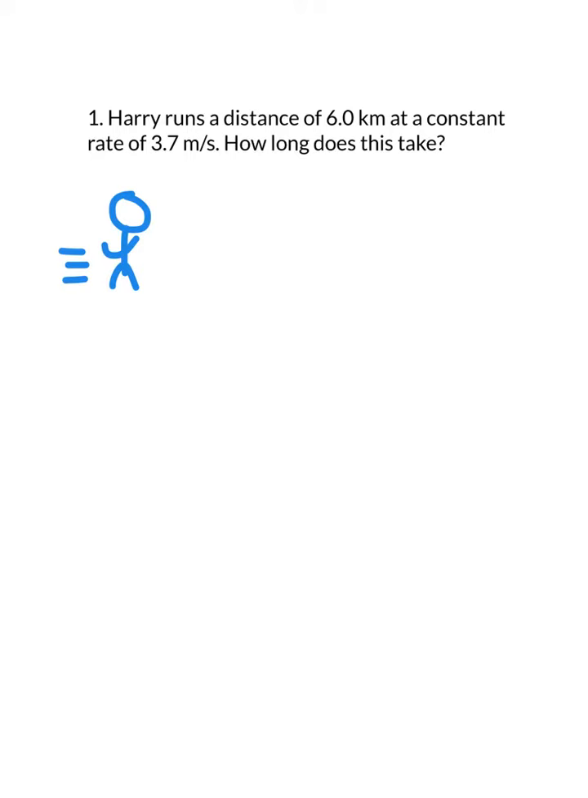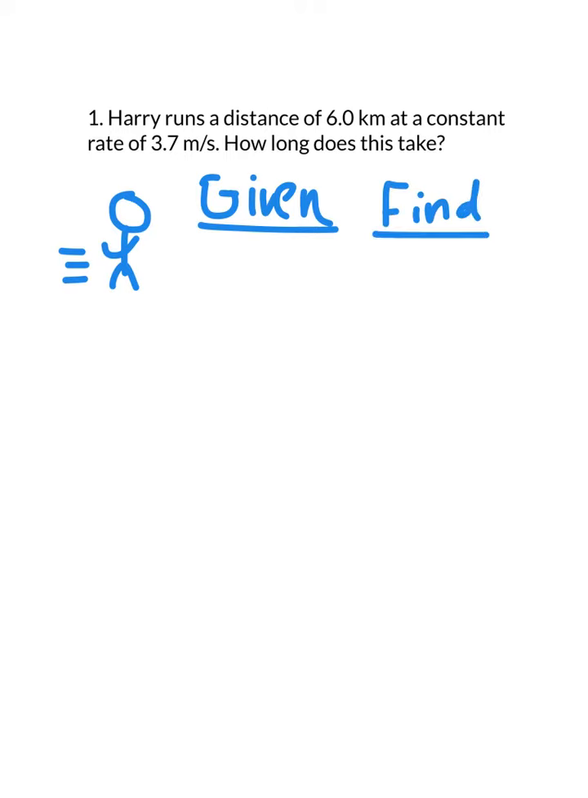Number 2, list the given and find. And this is what it always looks like. I literally write out the words given and find at the top. So what we know is that his distance is 6 kilometers. Symbol for distance is x. So x equals 6 kilometers. And it tells us his constant rate is 3.7 meters per second. Looking at the units, meters per second, I know that that's his speed. So v equals 3.7 meters per second. How long does this take? How long refers to time, so what I'm finding is my time t.